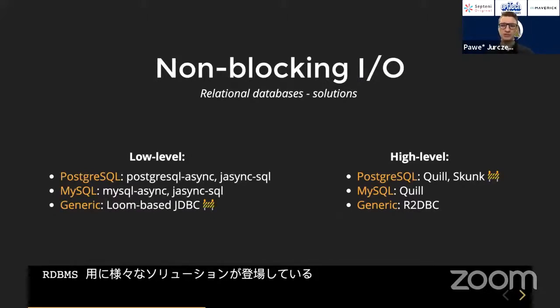There are two types of solutions here. We have low-level ones that will look and feel similarly to the JDBC itself, but they will be non-blocking instead. And we also have some high-level solutions here that will provide, for example, some DSL for the database operations. And this is how Quill works, for example. It provides a DSL for your database operations, but under the hood, it allows you to have a non-blocking communication with PostgreSQL and MySQL.